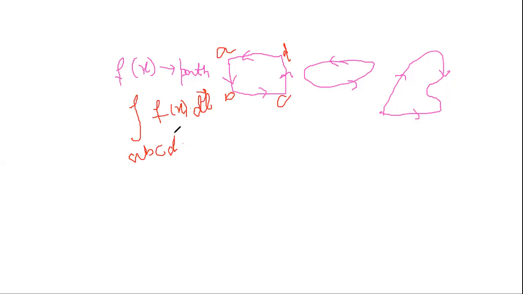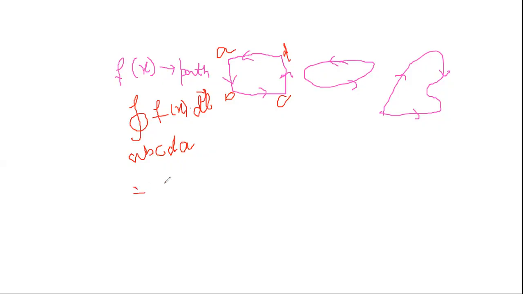And if I write A, B, C, D, A, then it is a closed path. Means we are starting from A and we are coming back to A. So in that case, we represent the integral as encircled. That means it is over the closed path. Is it clear? Yes, sir. So A, B, C, D, A.